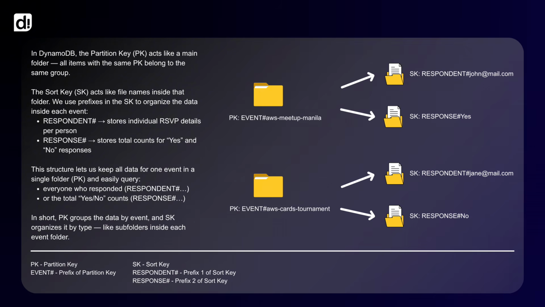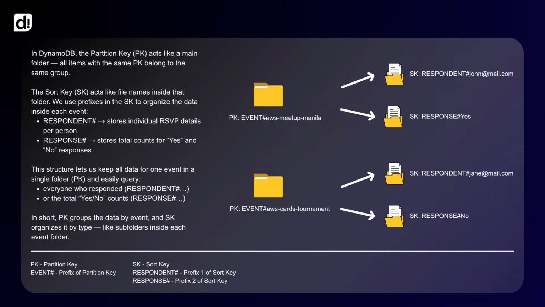So the table is a single place where all events, all attendees, and the running counts live, separated neatly by the PK folder and organized by the SK file naming. So again, SK can be respondent email, response yes, or response no. So why do we use this? DynamoDB performs best when you model your access patterns. This is what we call single table design in DynamoDB.